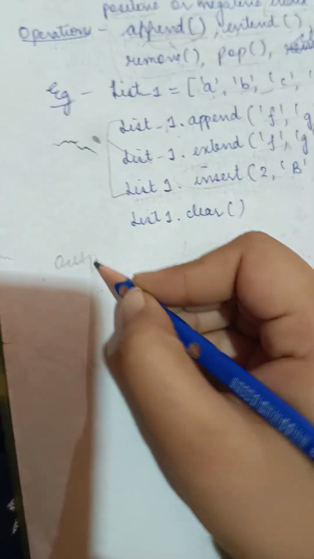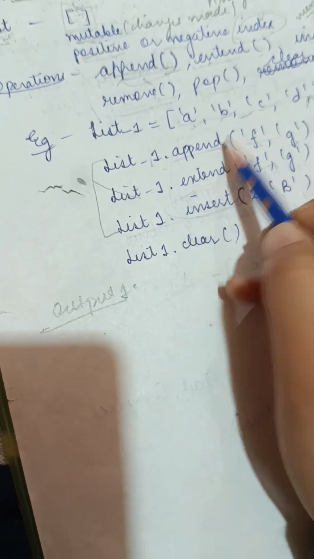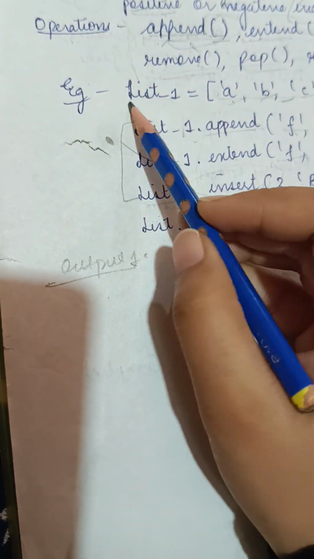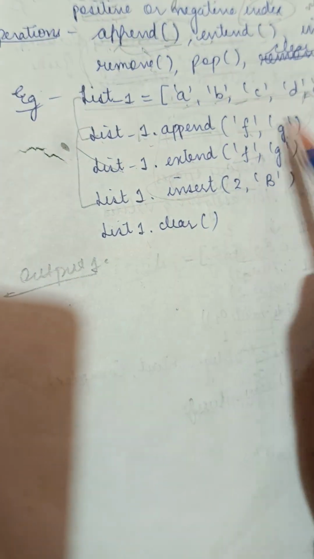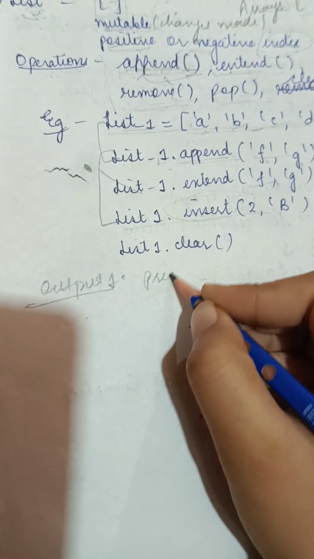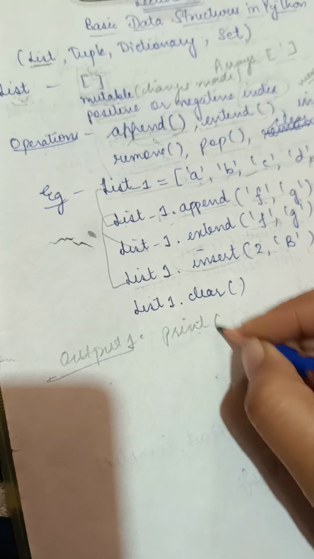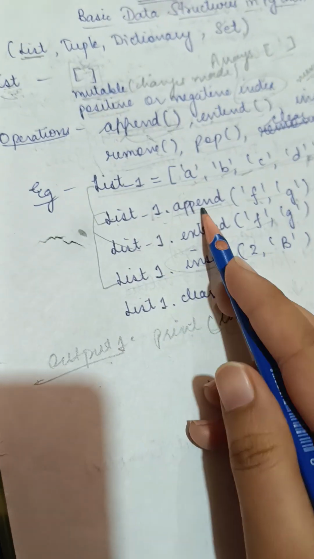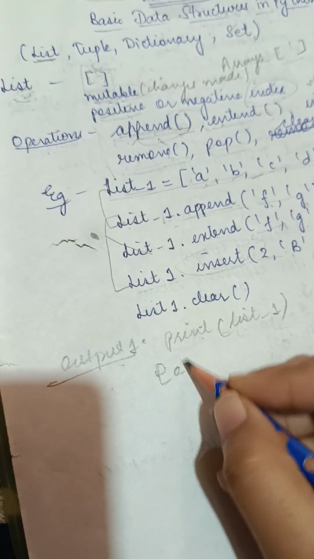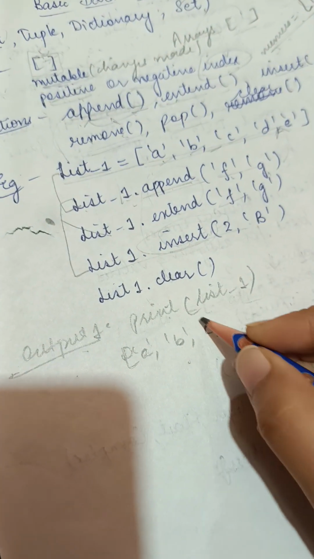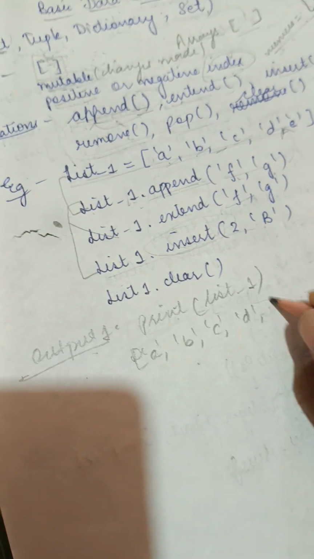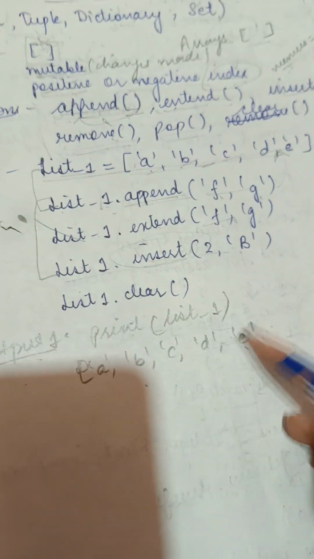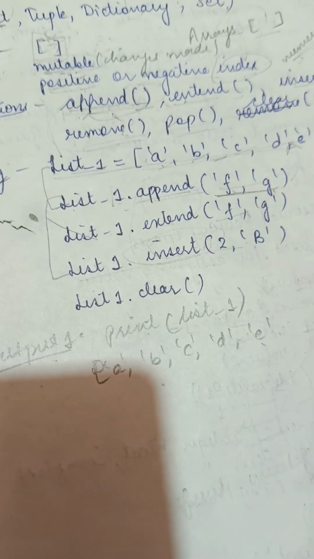So the output number 1, for this append function: suppose these two steps are already done. List 1 we have declared. Now list 1 we appended with F and G. Suppose we now print this list 1 with the help of the print function. What will the output be then? The output will be A, B, C, D, E, and now here comes the twist. This F and G will be printed like this.